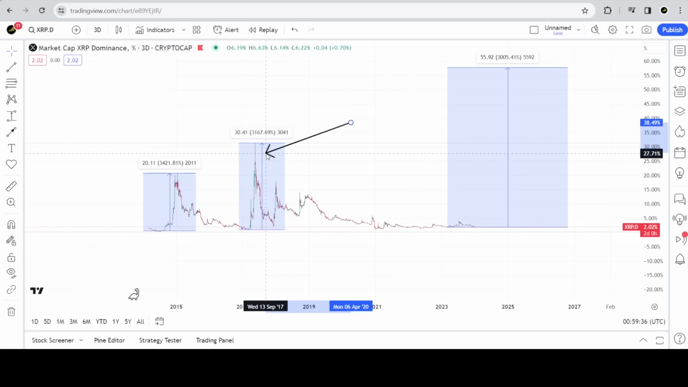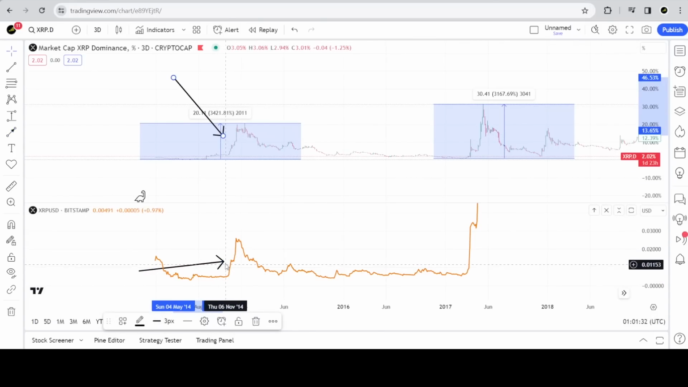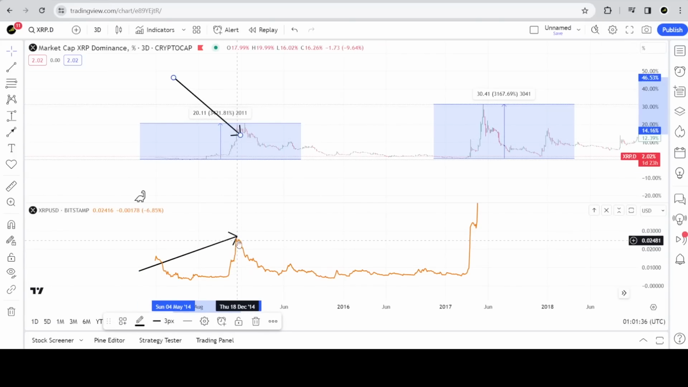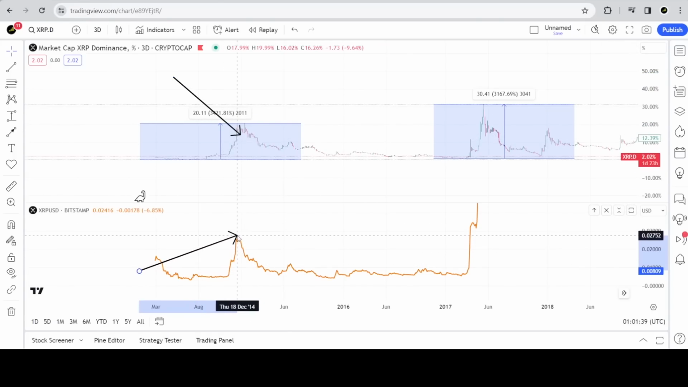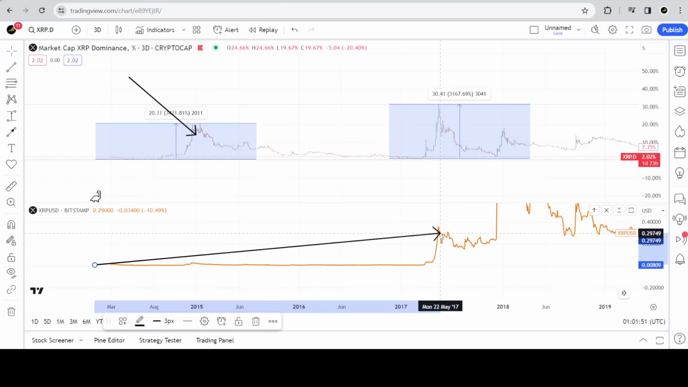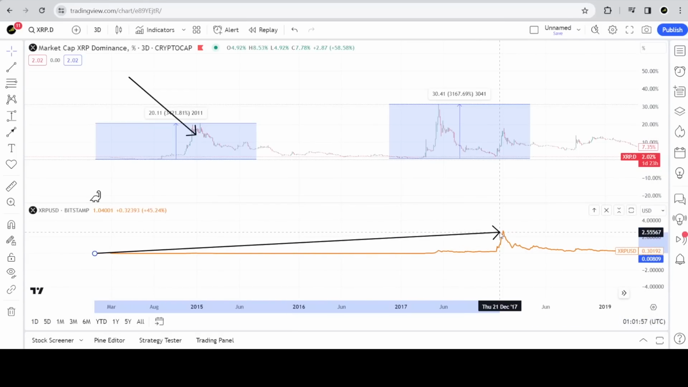What I'd like to do next is show where these aggressive moves up correspond to the XRP chart. On the bottom here, I have the XRP chart, and above I have the dominance chart. As you can see, this first move up took place in December 2014, early on in the XRP history. The second time takes place over here in May of 2017.